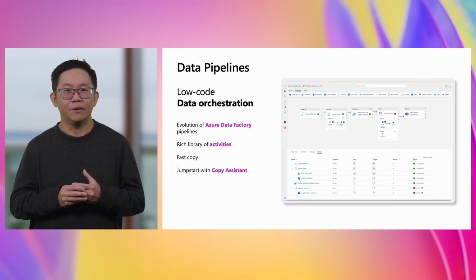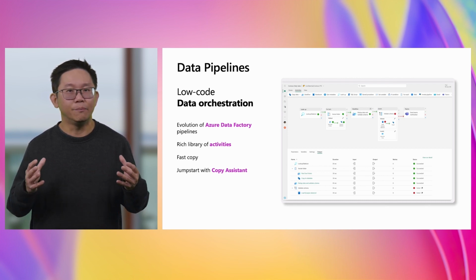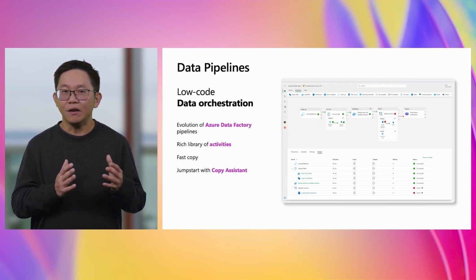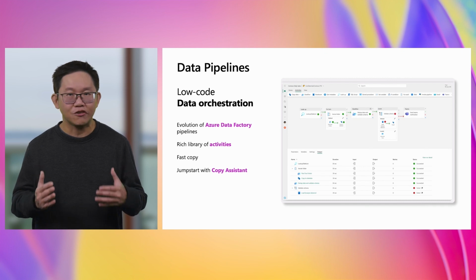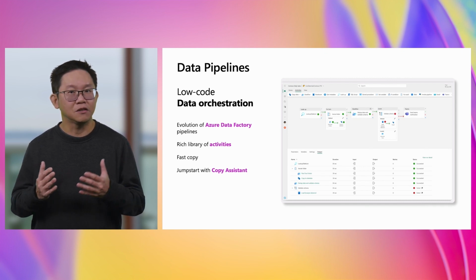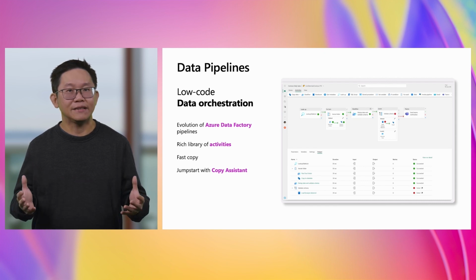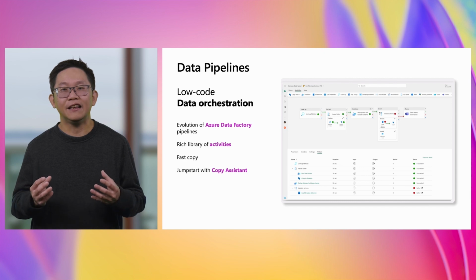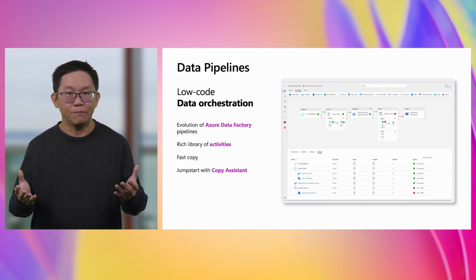Data pipelines in Fabric is an evolution of Azure Data Factory pipelines. Out of the box, you have access to a rich library of activities, whether you're ingesting data into the lake with fast copy capabilities or orchestrating the execution of notebooks, stored procedures, and more. To help you get started, you can use the Copy Assistant to quickly start copying data from your favorite data sources to the data destination, for example, the data warehouse.